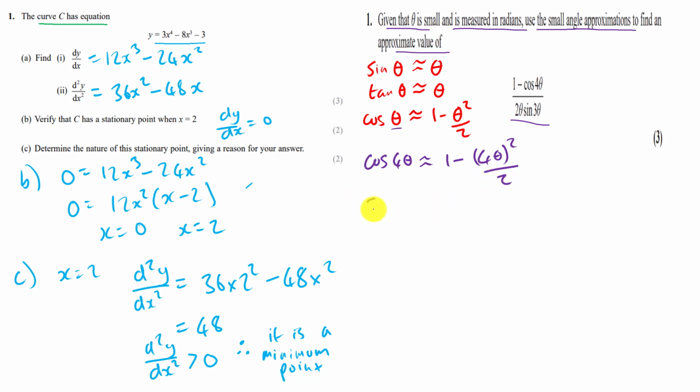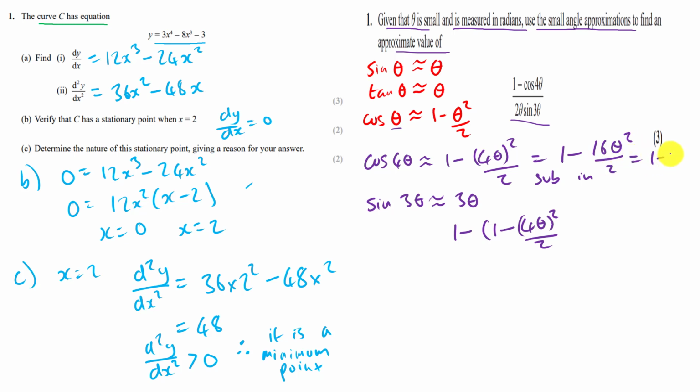Now sine 3 theta must be approximately 3 theta. That's all we need to do this question. We can substitute this in, so let's sub these in. So you get 1 minus (4 theta) squared over 2. Now I should simplify that to 1 minus 16 theta squared over 2, which is 1 minus 8 theta squared.